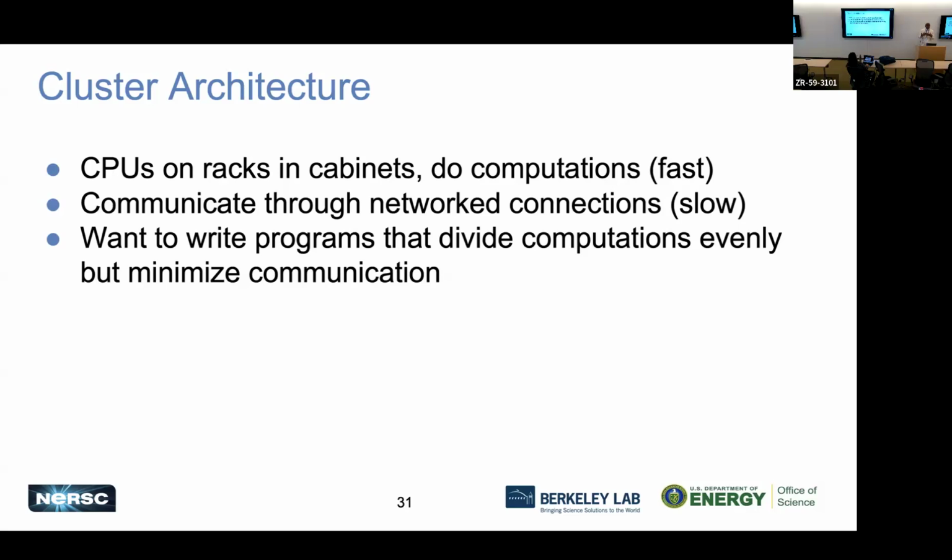The network connections can sometimes slow you down, but if you can store it in memory, then that gives you more efficient processing.